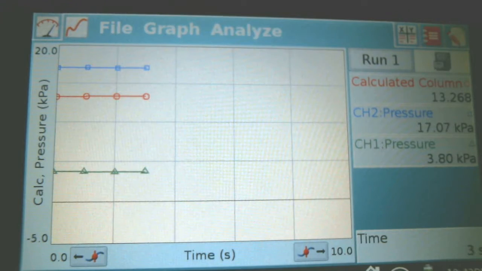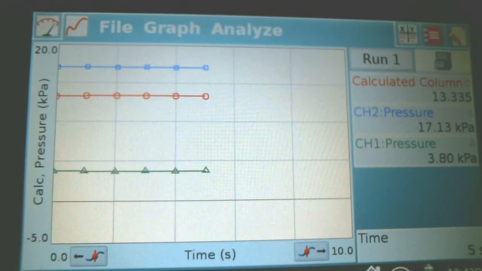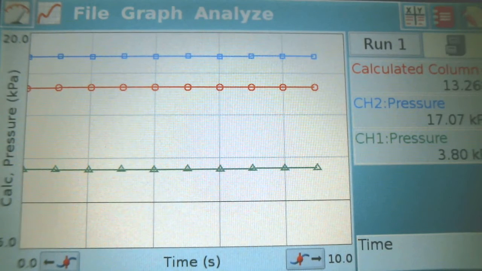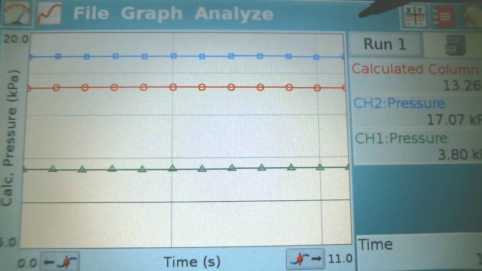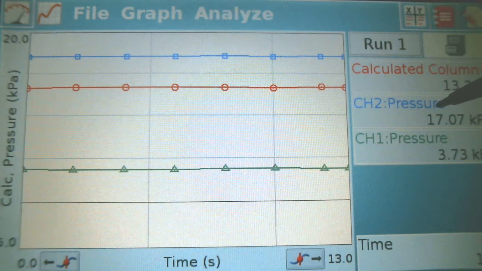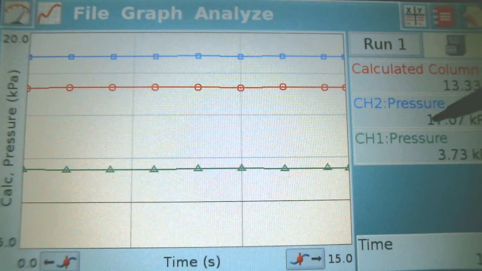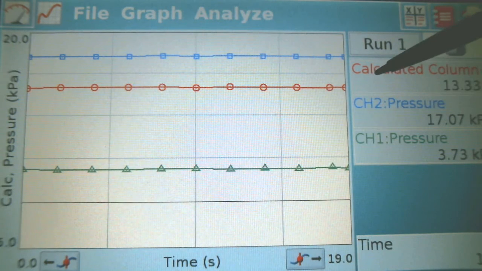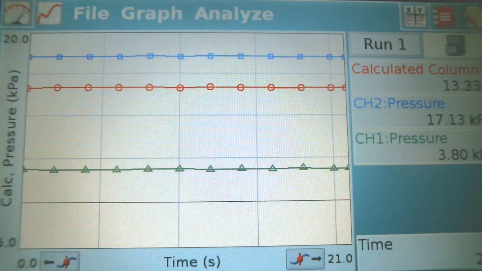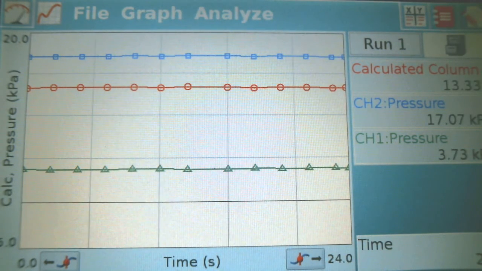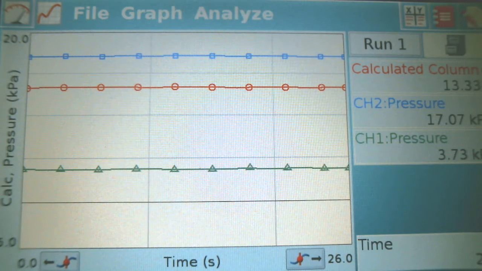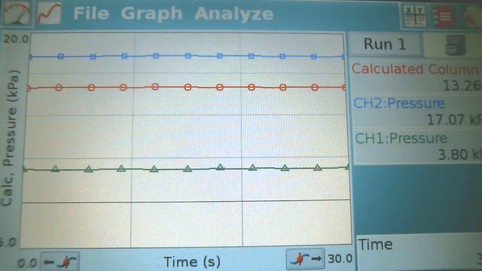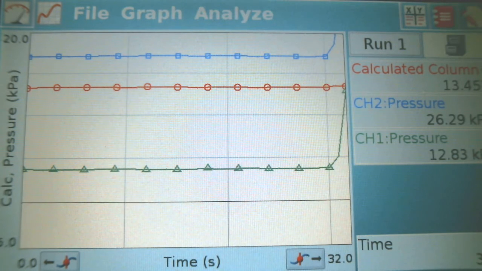In this graph, the blue is channel 2 pressure, so it's the pressure lower down. The green is the channel 1 pressure, it's the pressure up at the top. And the red is calculated as the difference between the two. So let's see if something happens. I increase the pressure on the top, the green line, see what happens with the red line, if anything.